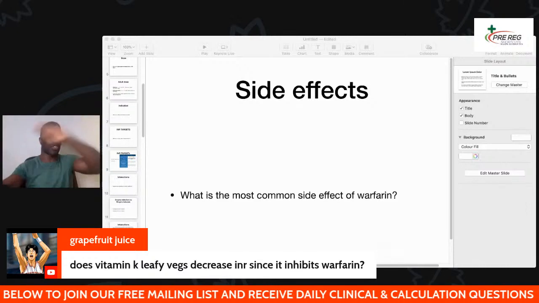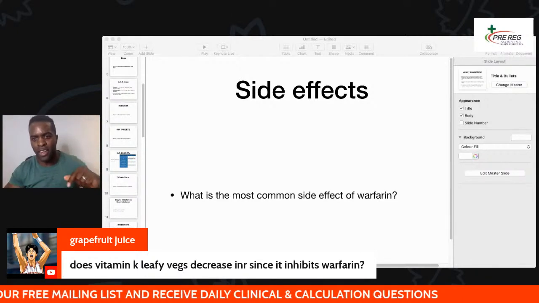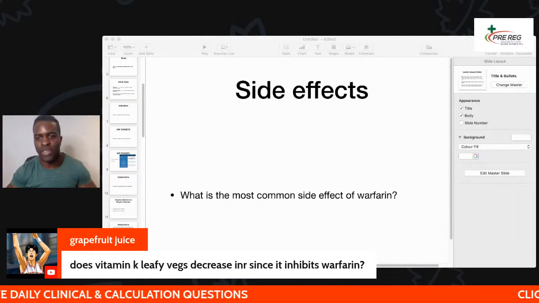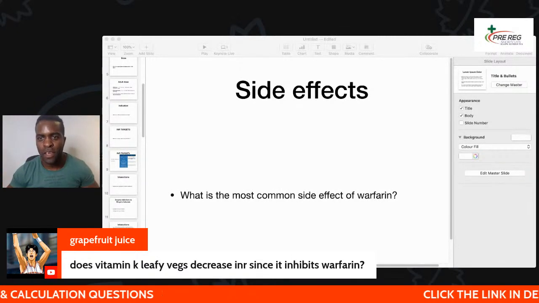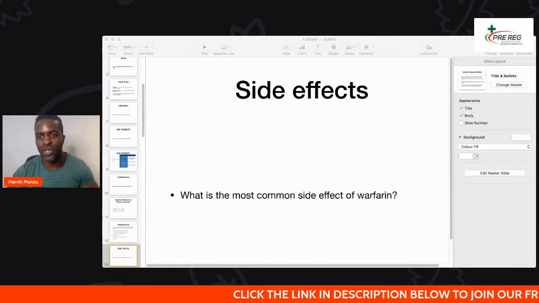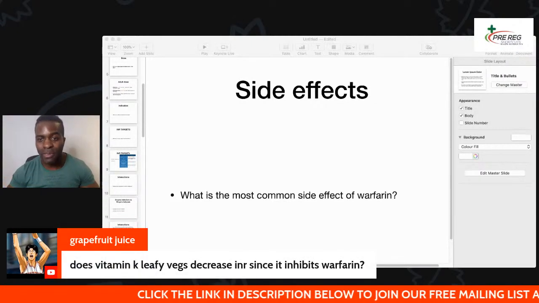If you have vitamin K, it stops the effects of warfarin. What's going to happen to your INR, people? Is it going to go up or is it going to go down? For grapefruit juice. So it's going to go down, isn't it?